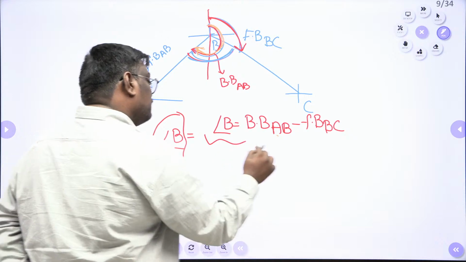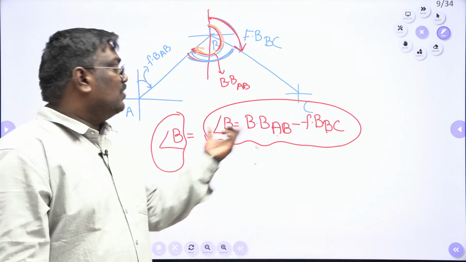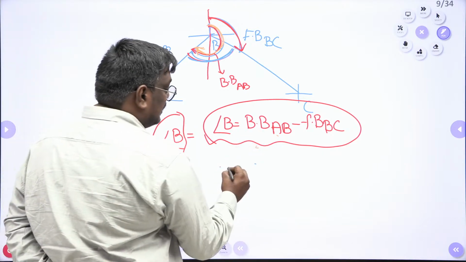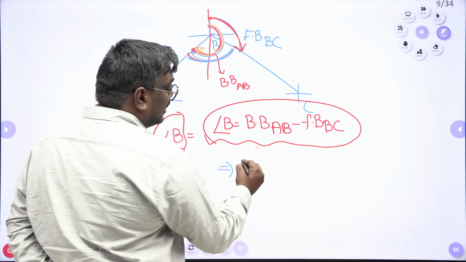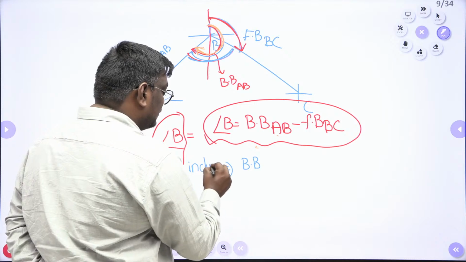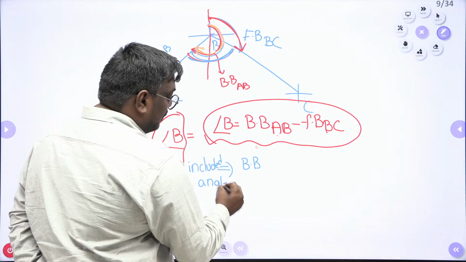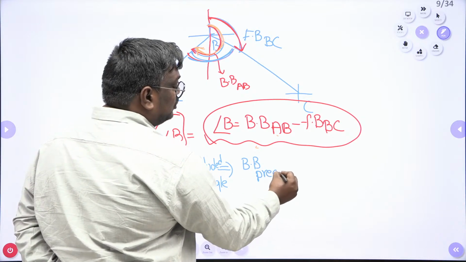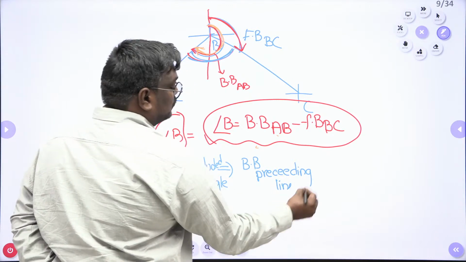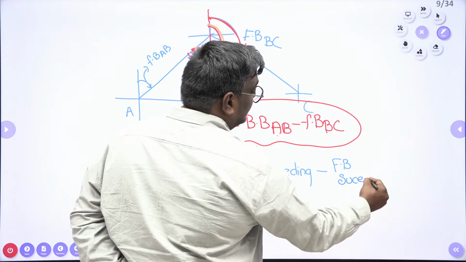Whenever you are doing problems in compass surveying, this is very important. Thank you, Pragna sir. What I would like to tell you is that angle B can be written with a generalized rule. Any included angle, meaning the angle which is included, can be taken as back bearing of preceding line minus forebearing of succeeding line.